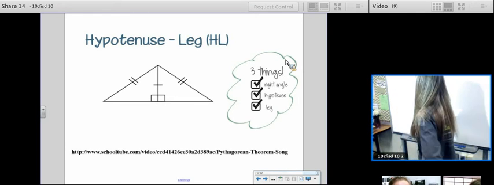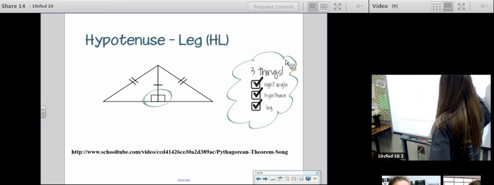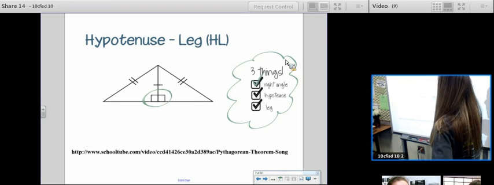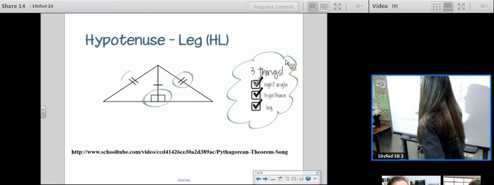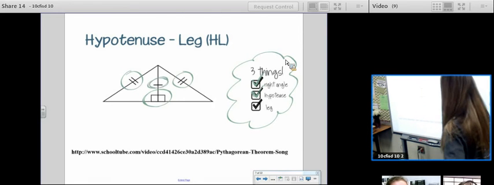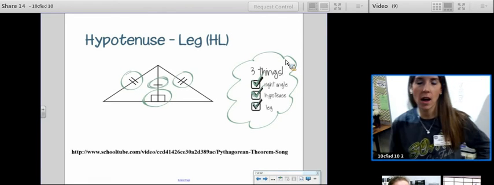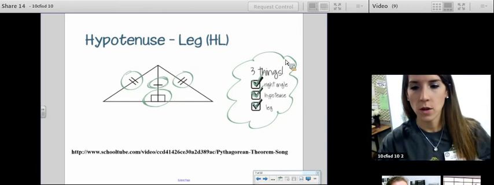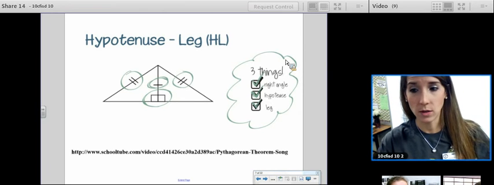So here's our first check mark. We put check. And then hypotenuse, you have to have tick marks on the hypotenuse, check. And then you need to have tick marks on the leg. It might be a shared leg, it might not be a shared leg. Those are the things you look for with hypotenuse-leg.